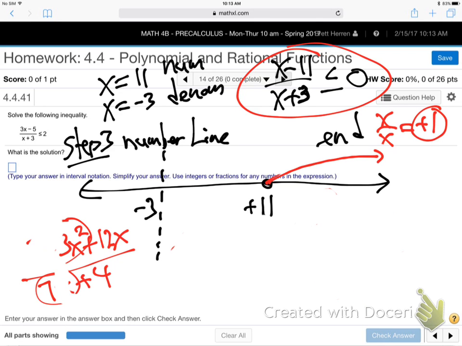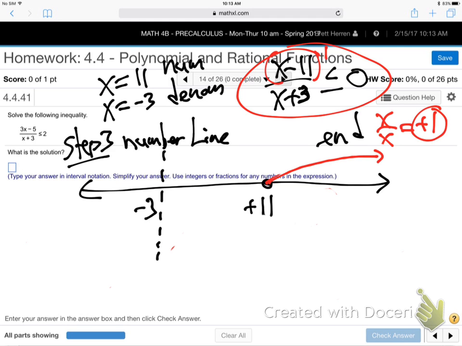Now, what about 11? Now we can determine whether 11 is a pass-through or a bouncer. First power, odd, so it's a pass-through. It's going to go like that. Is that good? Now, when it comes to the asymptote line, right here.